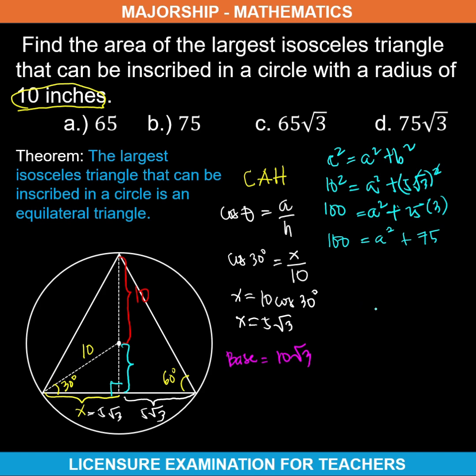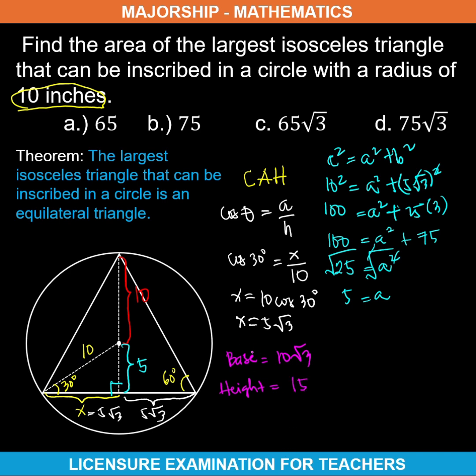Okay, transpose natin yung 75 sa left side. Magiging negative siya. So, we have 100 minus 75 which is 25 equals A squared. Okay, so we can extract the square root of both sides. Square root of 25 is 5 and square root of A squared is A. So this means that A is 5. Okay, so this length is 5 and this is 10. So it follows that yung altitude mo or yung height is 5 plus 10, which is 15. Okay, so the height is equal to 15.